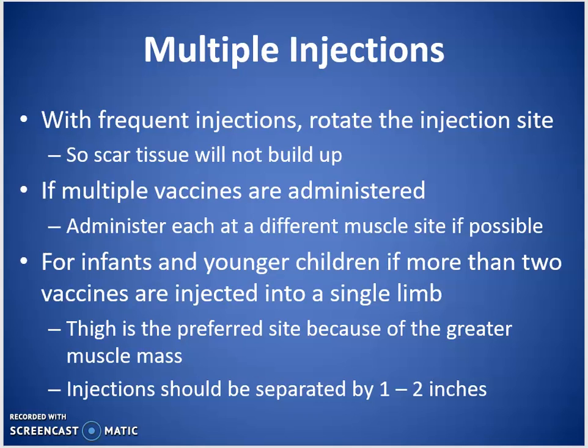If you're administering multiple vaccines, you want to administer each at a different muscle site if possible, or you want to get enough space between them so you can differentiate them. For infants and younger children, if more than 2 vaccines are injected into a single limb, the thigh is the preferred site because of the greater muscle mass, and injections should be separated by 1 to 2 inches. So in case there's a localized reaction, you can see it.